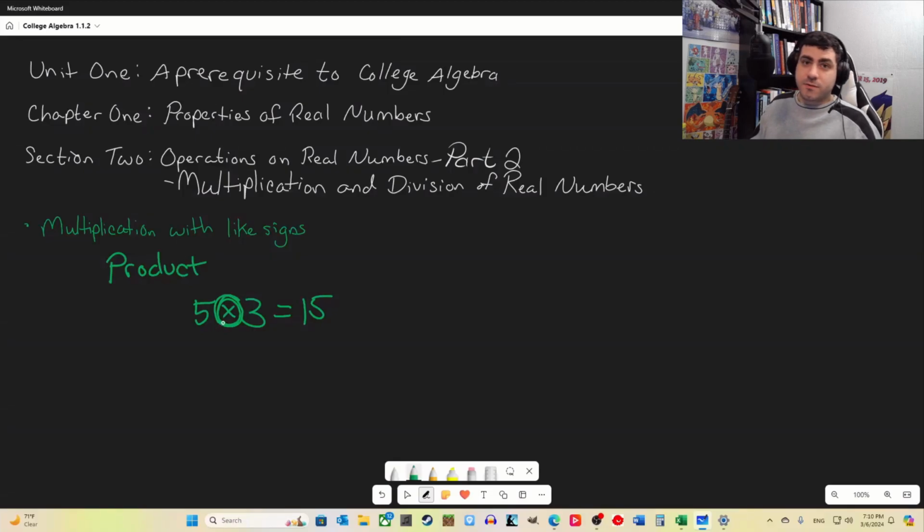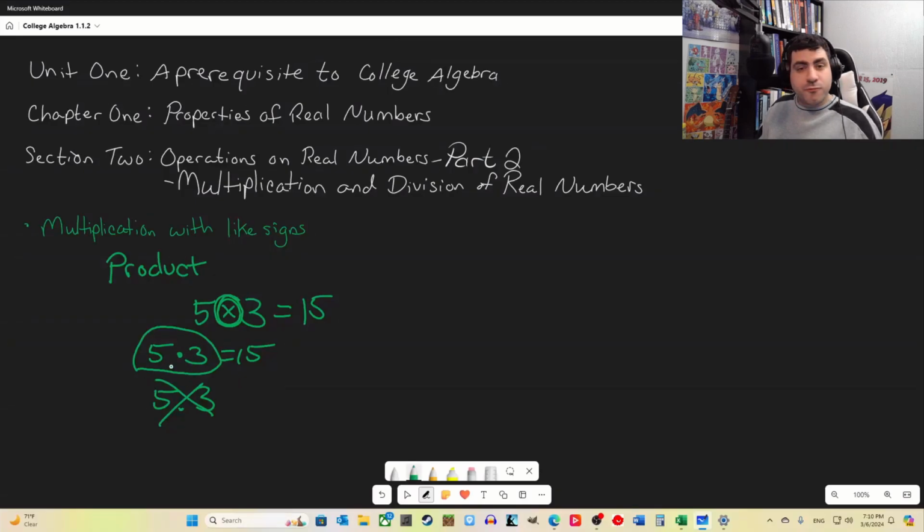You will never see it. What you will see is two other ways of writing it. You will either see 5·3 equals 15, and that's a raised dot, not to be confused with 5.3, which is a decimal number, something completely different. So this is not multiplication. This is. Make sure your dot is in the middle between the two numbers.